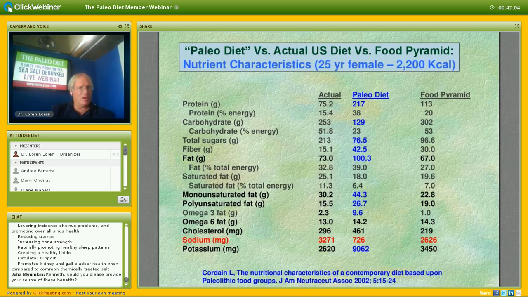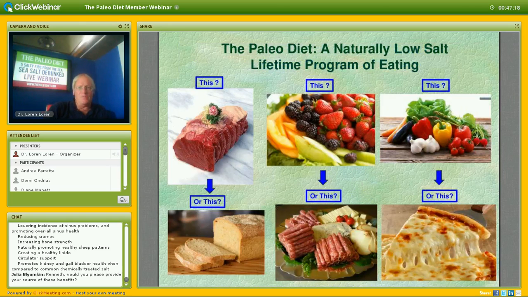So if you want to have that slice of cheese, or if you want to eat a French fry occasionally, don't worry about it, because if you're eating lots of fresh fruits and veggies, it'll tend to wash out any salt that you get when you go off the diet for a little bit. So we're getting to the end here, and to me, this is really what it's all about.